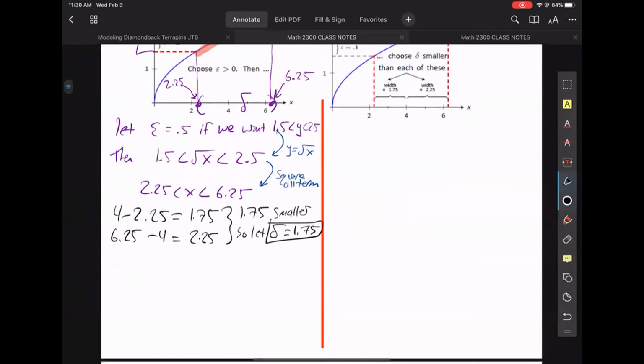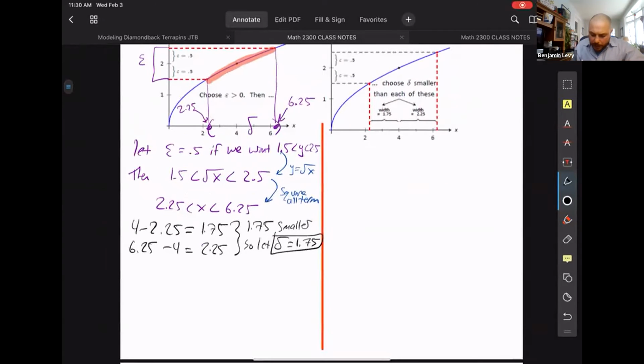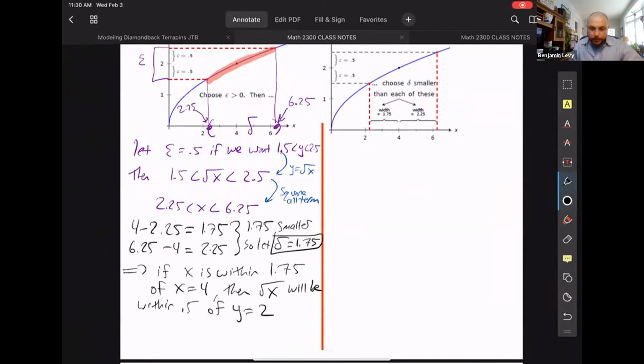In other words, what we just figured out based on all this information is that if x is within 1.75 of x equals 4, then the output, when you square root it, that's what you get when the output happens, right? Then the output will be within 0.5 of the limit. Kind of relating it back to the definition at the top there. That's what we would say in words.